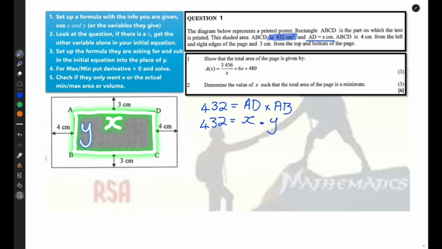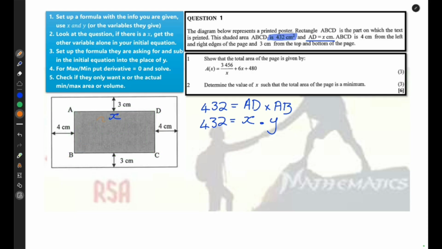Okay, now the rest of the question. ABCD is 4 centimeters from the left and right edge, and 3 centimeters from the top and the bottom. Question 1: show that the total area of the page is given by that horrible formula. Okay, so I needed to start somewhere, and I started with the shaded region because that is where my x is, and that is where the info is that they gave me. But now the question is asking for the entire page.